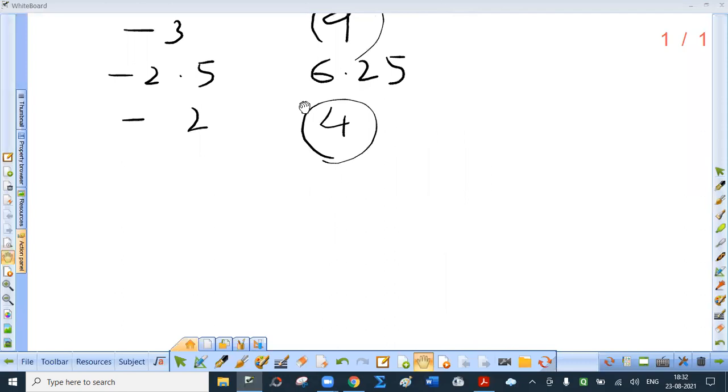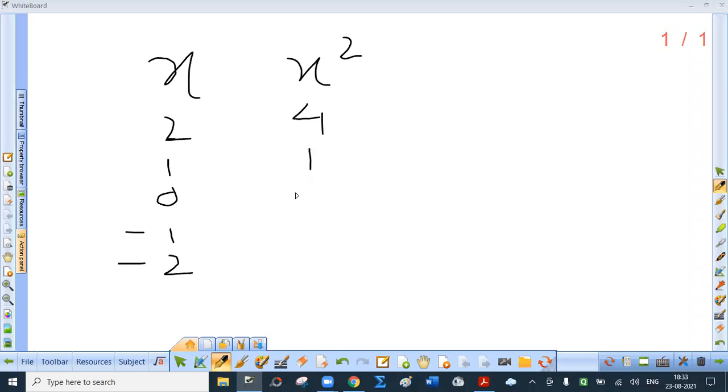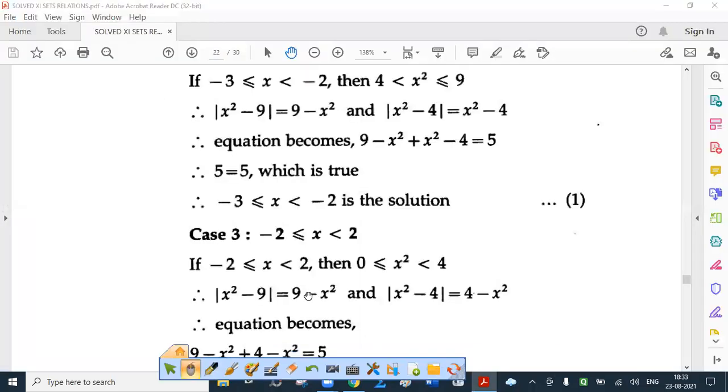See, this part is important. They say x lies between minus 2 and 2. So minus 2, minus 1, 0, 1, etc. Let us find x square. 2 square 4, 1 square 1, 0 square 0, minus 1 square 1, 2 square 4. Which is the least value? 0. Which is the greatest value? 4. That is why you will notice that 0 less than or equal to x square less than 4.